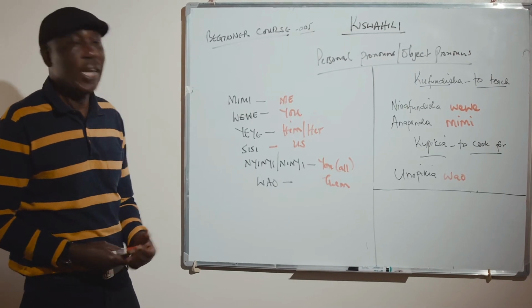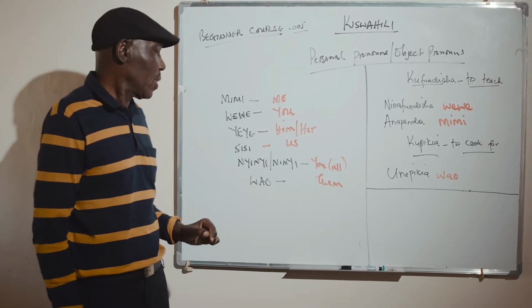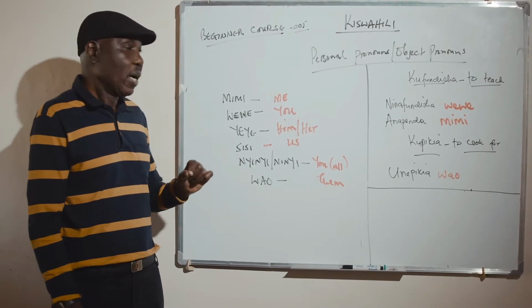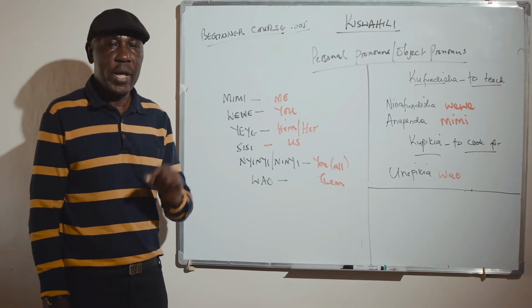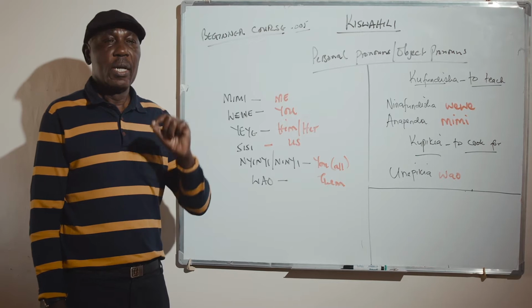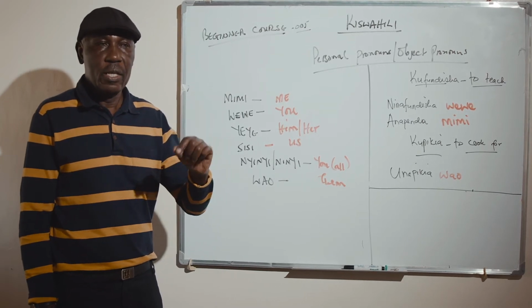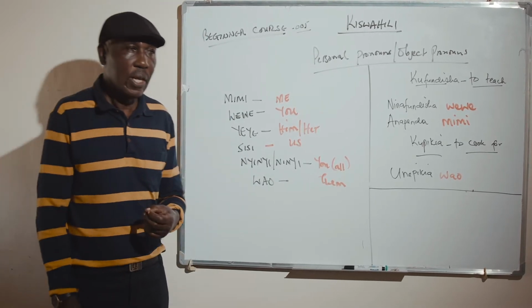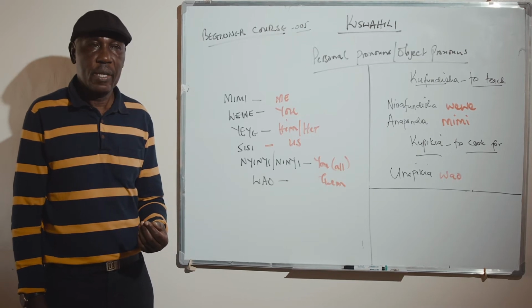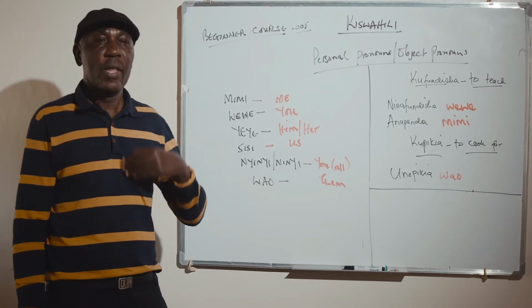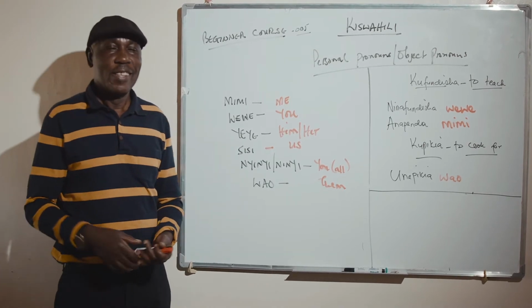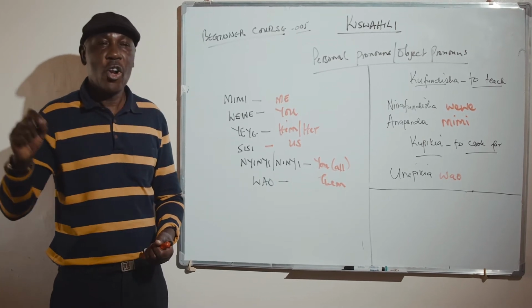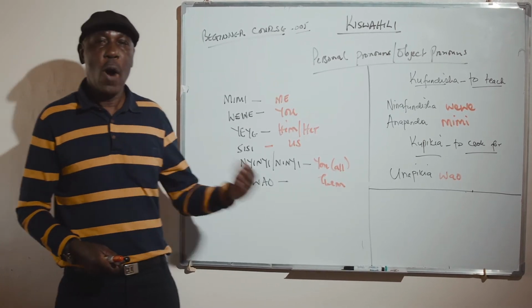Now, in Kiswahili, we have mimi, wewe, yeye. So it's mimi, wewe, yeye. Then we have sisi, nyinyi, or you can say ninyi. It's nyinyi or ninyi. Then we have wao.